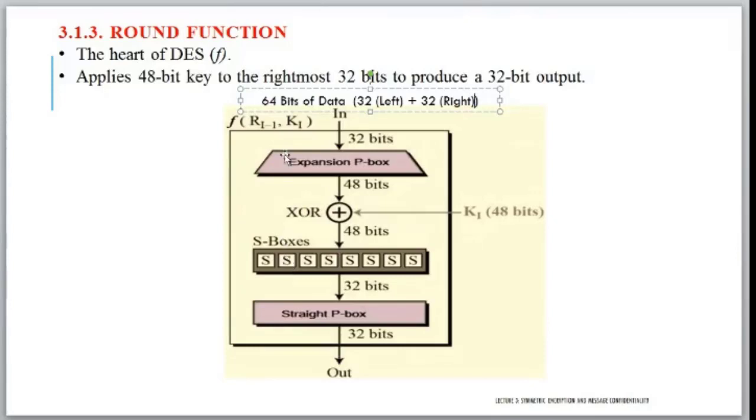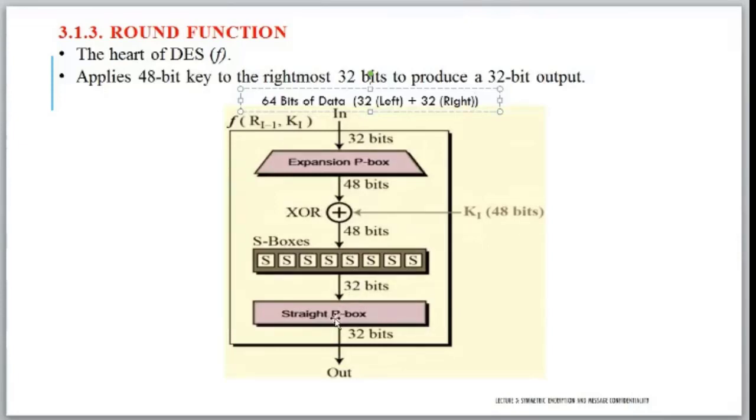The expansion box is also available. We need not memorize how the expansion is going on. There is a diagram available for that. But this is very important: the round function is very important. So 48 bits of data is available, output after the exclusive OR. I want to convert this 48 into 32 bits. So I'm sending it into the S box. The S box is going to convert this into the 32 bits.